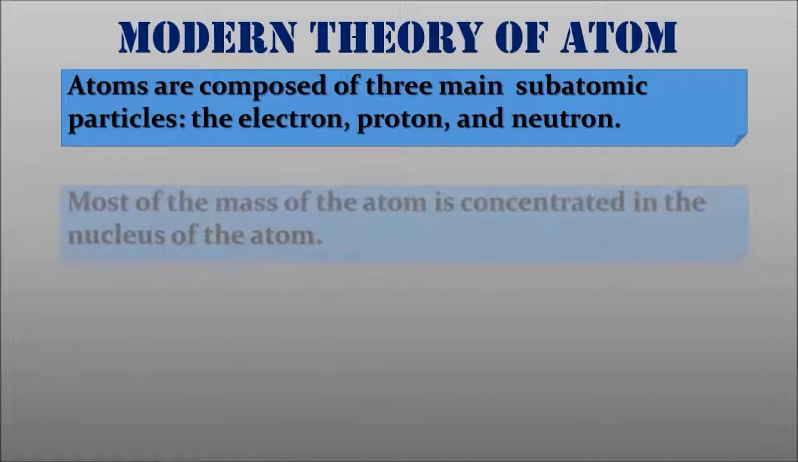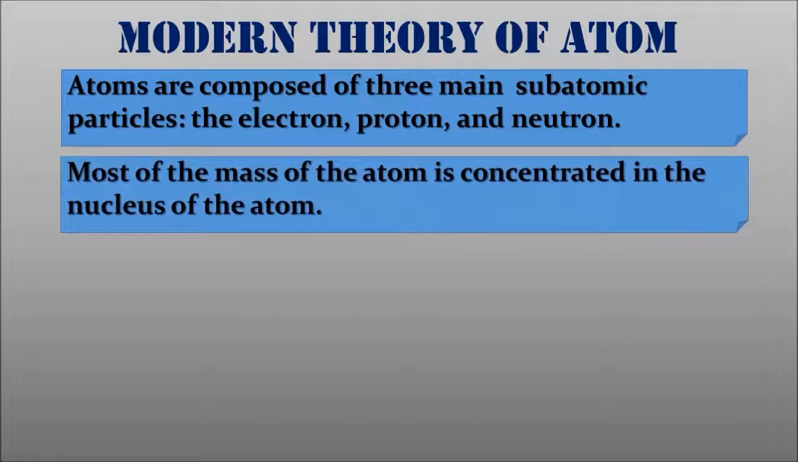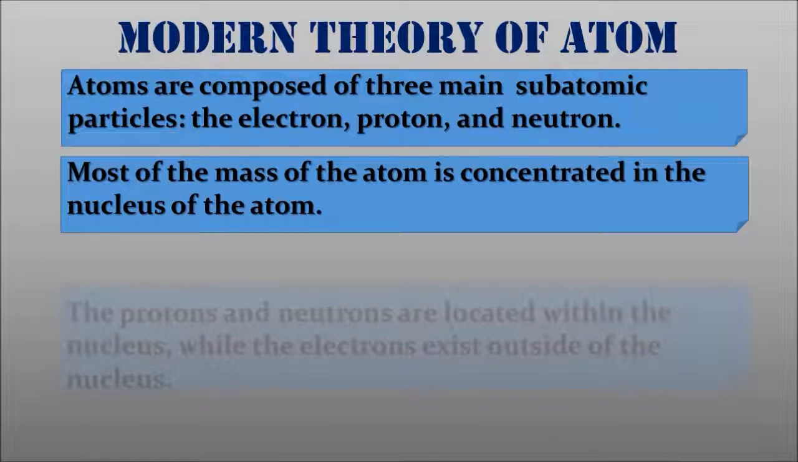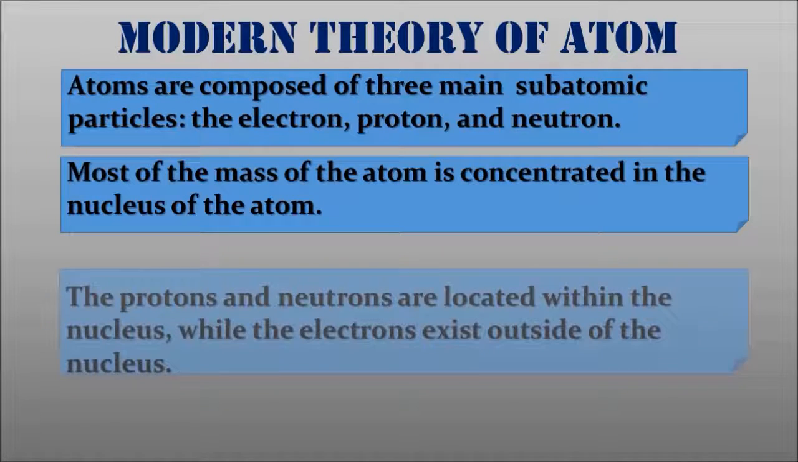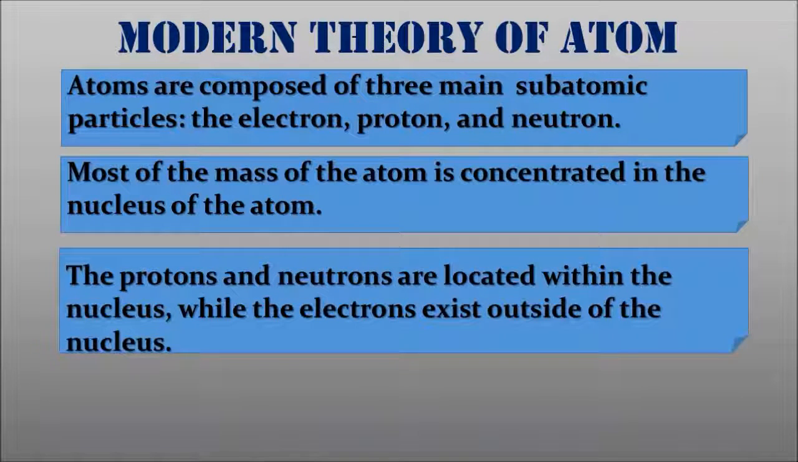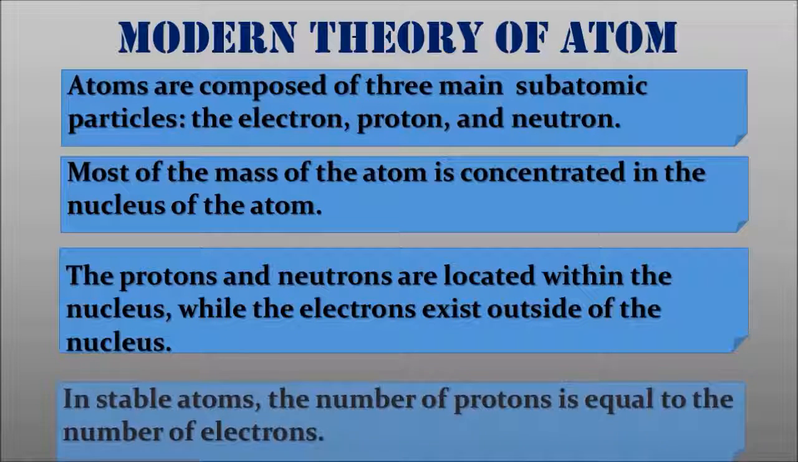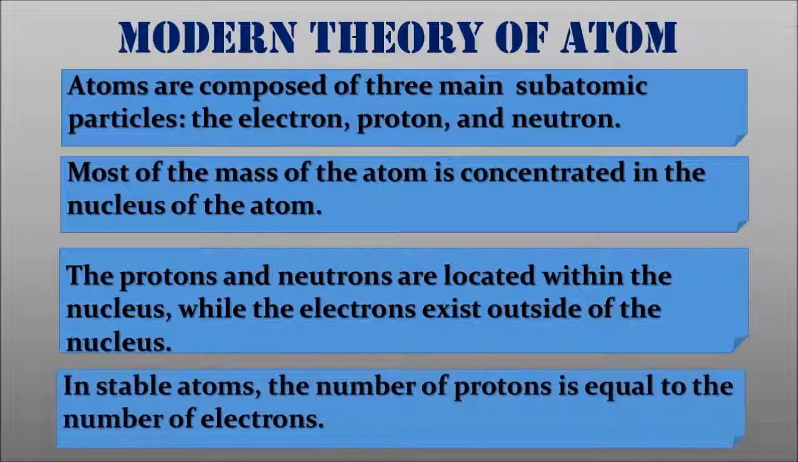Most of the mass of the atom is concentrated in the nucleus of the atom. The protons and neutrons are located within the nucleus, while the electrons exist outside of the nucleus. In stable atoms, the number of protons is equal to the number of electrons.